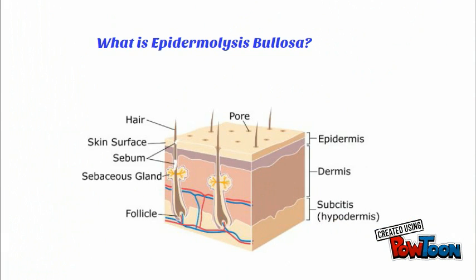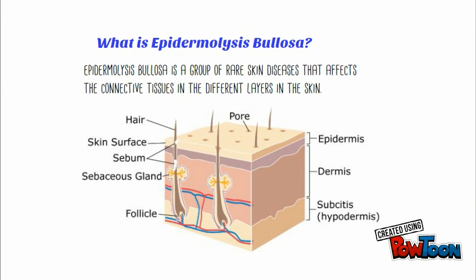Epidermolysis bullosa, EB, is a group of rare, devastating, inherited skin diseases that affect the connective tissues in the skin. EB is characterized by the blisters and skin fragility that accompany it. Below is a diagram of the human skin, showing the epidermis, top layer, dermis, middle layer, and hypodermis.